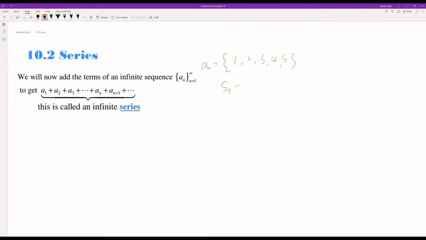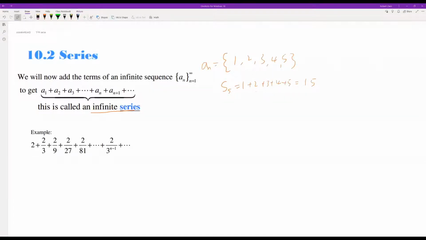right? So that's just 1 plus 2 plus 3 plus 4 plus 5, which is what? 15, right? And that's it. That's series, right? But what we're more interested in is infinite series. What happens when you add up infinitely many numbers in the sequence, and is there a sum? That's the question we are interested in.